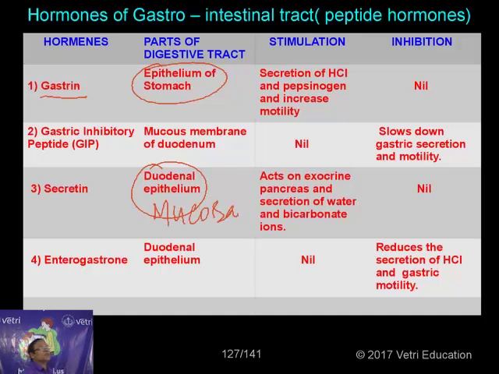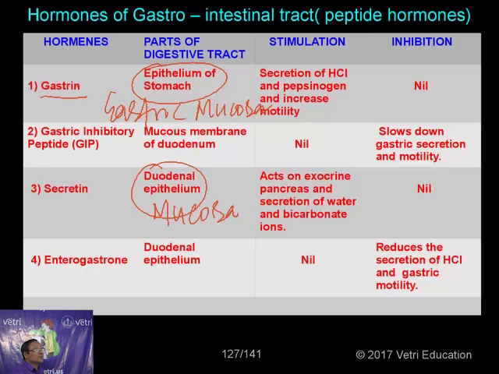Now, gastrin is the hormone secreted by the stomach epithelium, the gastric mucosa. It stimulates the secretion of hydrochloric acid and the enzyme pepsinogen by the chief cells of the stomach. So, it promotes the secretion of gastric juice, including hydrochloric acid and enzymes. Now, gastric inhibitory peptide. This is also secreted by the duodenum, like the other hormones I mentioned, and it slows down the secretion of gastric juice.